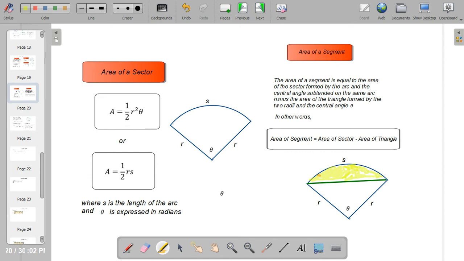This whole sector. So what is our sector? We might forget or get confused with sector and segment. So when you say sector, its area is bounded by the arc and the radii. When you say segment, the area is bounded by the chord and the arc. So therefore, mathematically, we can just say that the whole area of the sector minus the area of the triangle will give you the area of the segment.